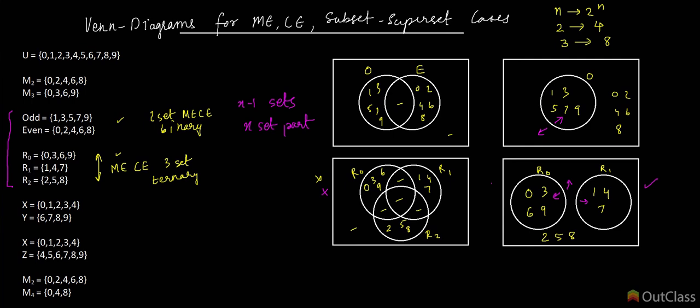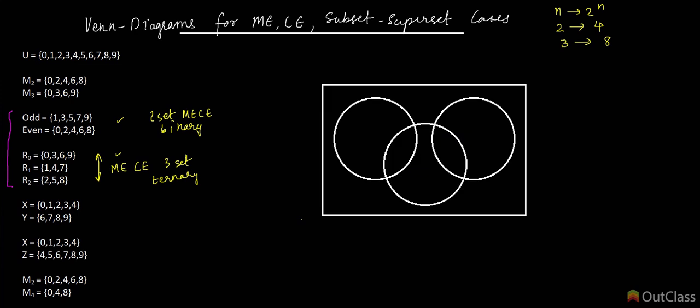So that's not feasible. But with the optimizations we mentioned right now, I have one set for the binary partition, odd versus even, and I have two sets for the ternary partition, remainder of 0 versus 1 versus 2. And so we can actually draw this using 1 plus 2, a 3 set Venn diagram. Let's see what that looks like.